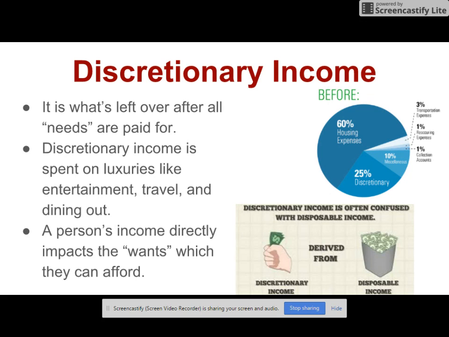Now, a person's income does directly impact the wants that you can afford. We can't all have all the wants that we want. In fact, nobody can have all of the wants they want. It just depends on what is left after your disposable income is paid. Just as an example, we can look up here and see all income and then taxes paid out. Then you've got your housing expenses and the basic food that you need to survive. And then you've got your discretionary left over. So if you've got a big bucket of money for disposable, it doesn't necessarily mean that you're living the high life.